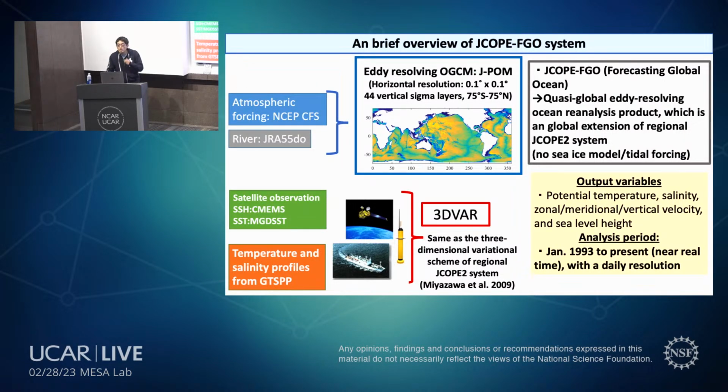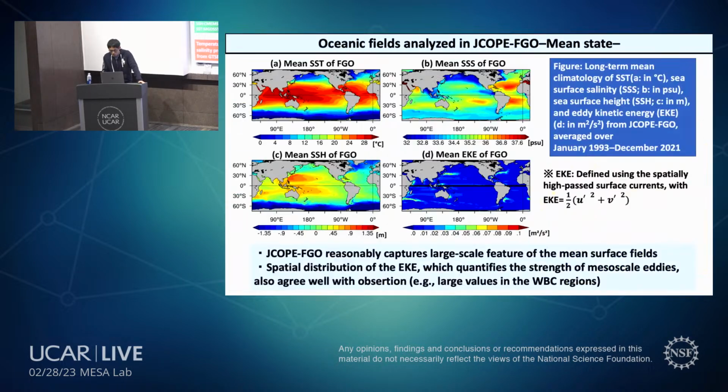Next, we show the analyzed field of JCOPE-FGO. This figure shows the long-term mean climatology of the surface field; from left to right, sea surface temperature, sea surface salinity, sea surface height, and eddy kinetic energy, which measures the intensity of mesoscale eddy activity. Similar to other existing products, JCOPE-FGO reasonably captures large-scale features of surface temperature, salinity, and circulation field. For example, the warm pool in the tropics, the subtropical maximum of sea surface salinity, as well as the subtropical gyre in this region.